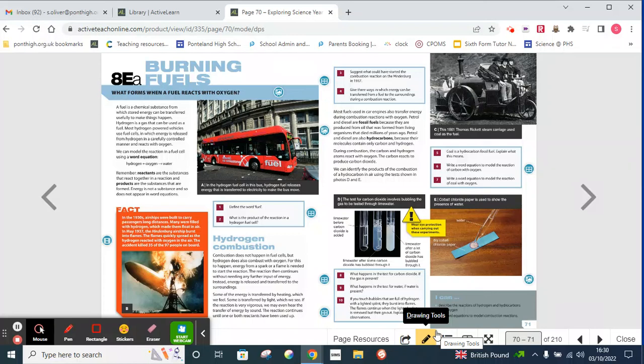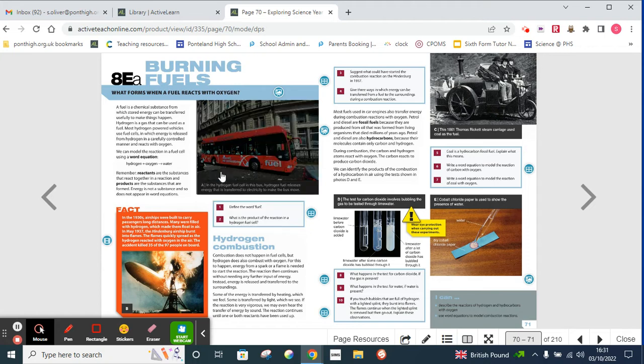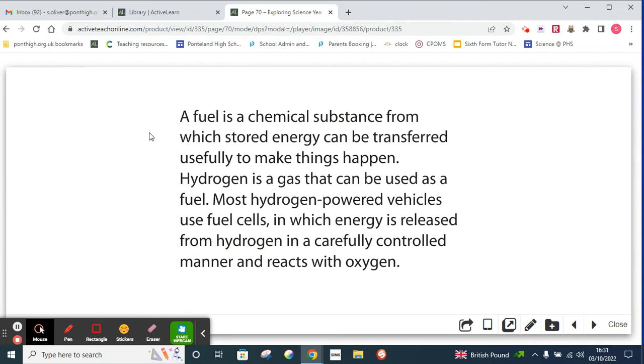This is a revision video for 8E burning fuels. And the big question here is, what is formed when a fuel reacts with oxygen? A fuel, then, what is it? It's a chemical substance for which stored energy can be transferred usefully to make things happen.